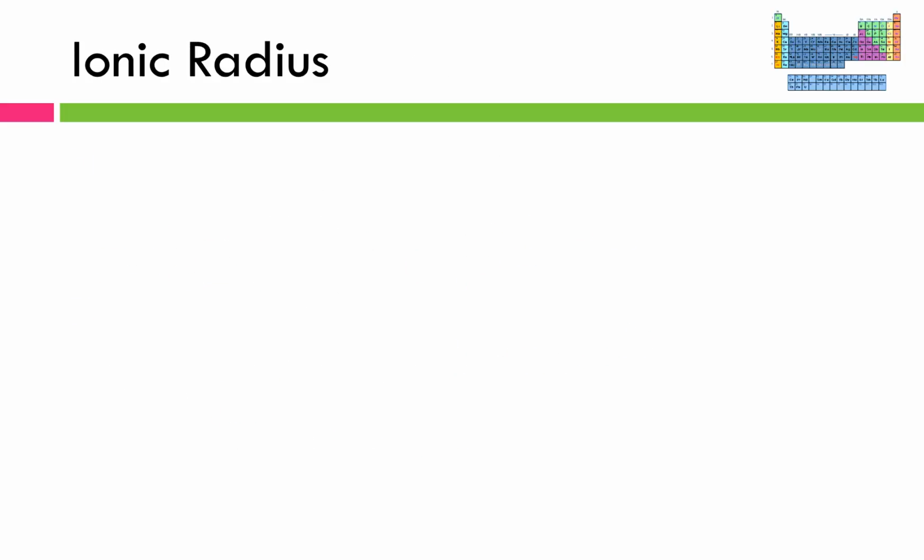Ionic radius isn't so much a trend that I want you to be familiar with, but I want you to think about what's going to happen to the size of an atom when it either loses an electron and becomes a cation, or gains an electron and becomes an anion. So just for a second, pause the video and think about that. Would you expect cations to be larger or smaller than their neutral atom? And same question for anions.